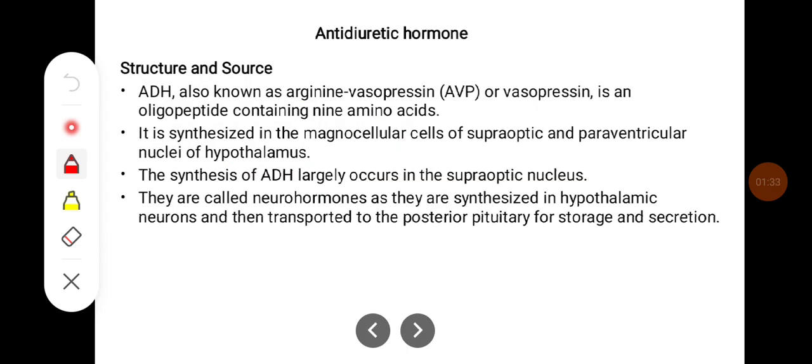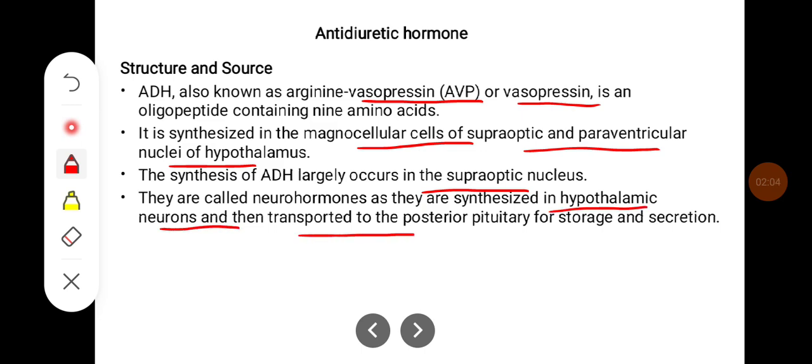Antidiuretic hormone. The ADH is also known as arginine vasopressin, that is AVP or vasopressin, is an oligopeptide containing 9 amino acids. It is synthesized in the magnocellular cells of supraoptic and paraventricular nuclei of hypothalamus. The synthesis of ADH largely occurs in the supraoptic nucleus. They are called neurohormones as they are synthesized in hypothalamic neurons and then transported to the posterior pituitary for storage and secretion.